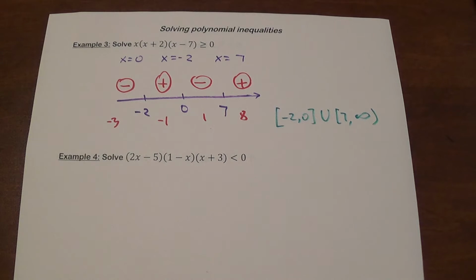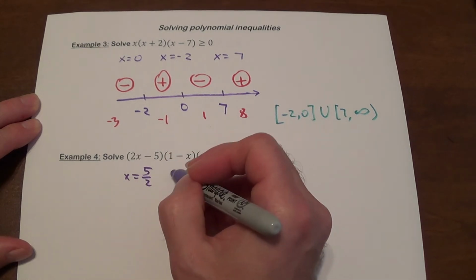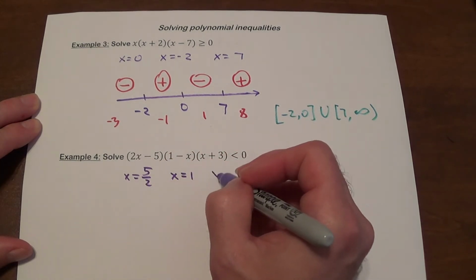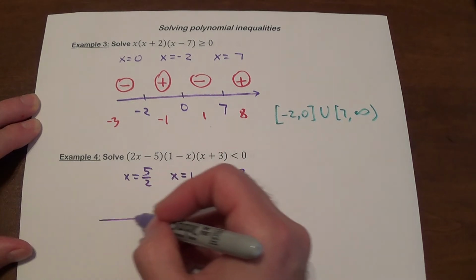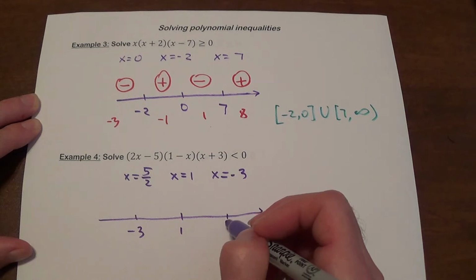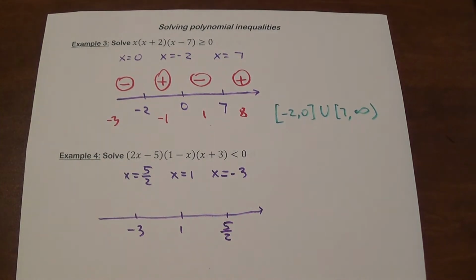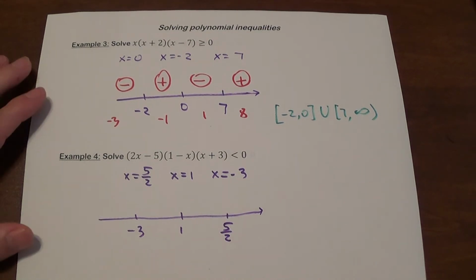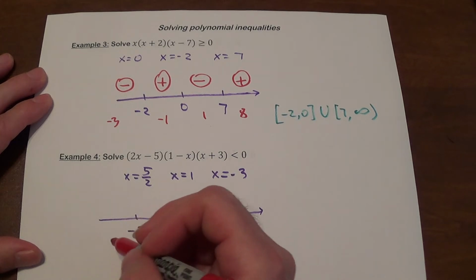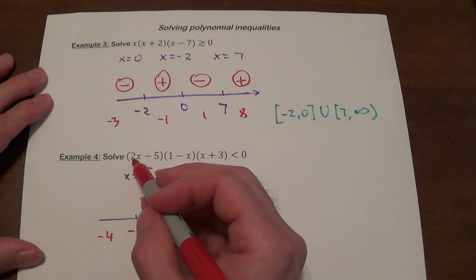Next problem. So here we're going to have x equals 5/2. Here we have x equals 1. And here we have x equals -3. -3, 1, 5/2. Okay? And I think you're getting the idea. I'm not going to necessarily pick up values now. But actually, let's go ahead and do it. Why not? So -4. -4 goes here.